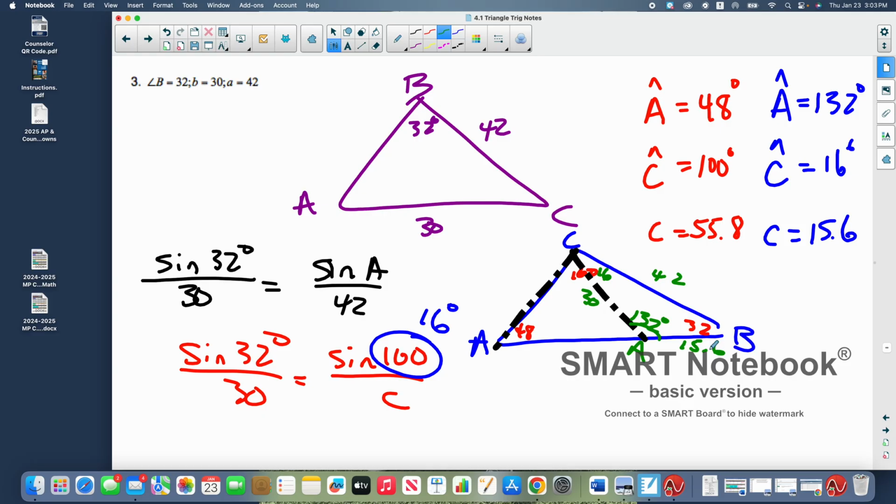Yes, sir. Wait, so is that two triangles or two possibilities? There's two different triangles that I can make. If you gave me these three things, then there's two distinctly different triangles I can make.